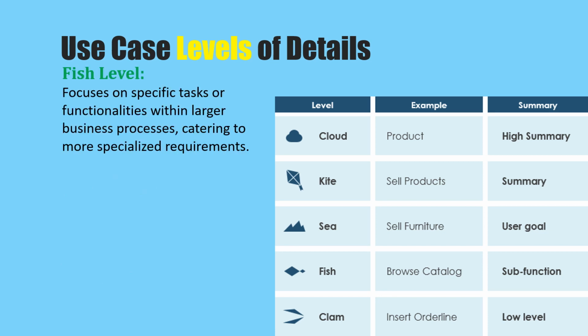Fish level provides detailed functions or sub-functional use cases, offering a general view of system behavior and interactions. It focuses on a specific task or functionality within larger business processes, catering to more specialized requirements. For example, use cases involve selecting a class, paying an academic fee, looking up airport codes, and generating a customer list based on certain criteria.